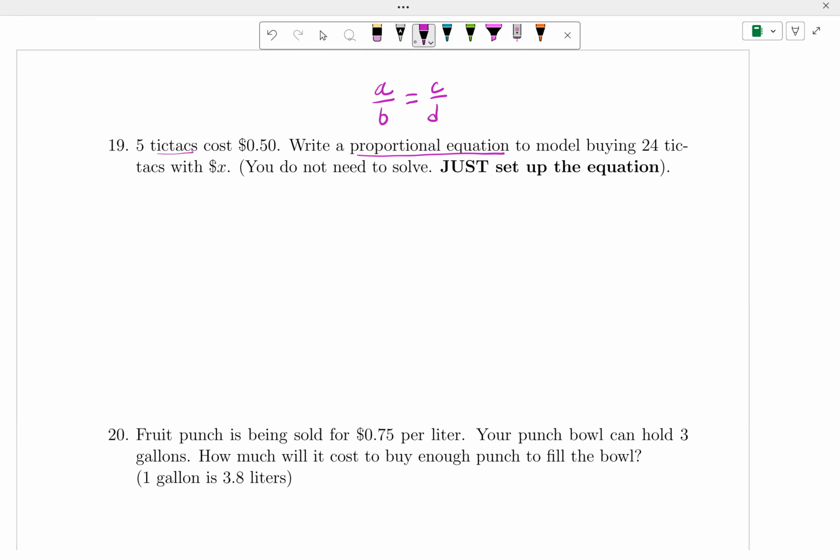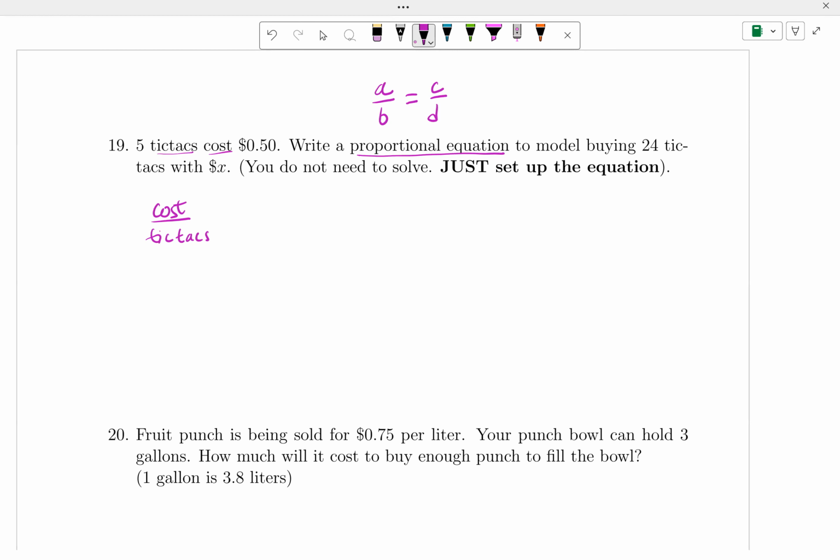We have Tic Tacs and we have their cost. So I'm a huge fan of literally just writing what I'm going to put where. I'm going to decide to put Tic Tacs on the top and the cost on the bottom. But the next student might say, I don't like that, I'm going to put the cost on top and Tic Tacs on the bottom. Here's a secret sauce, which is amazing. It doesn't matter. Just be consistent. So if you want to put cost on the numerator, that's fine. Make sure you're consistent.